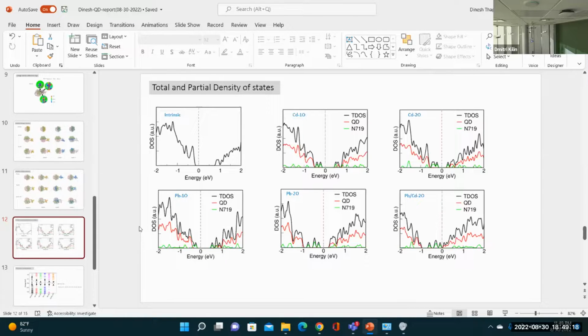Yeah, so this is 2O. So this top line that we have here, that's black, that's the total density of states. And then getting real close to it, we have the first PDOS from the quantum dot, and then we have the dye. So this is an approximation.